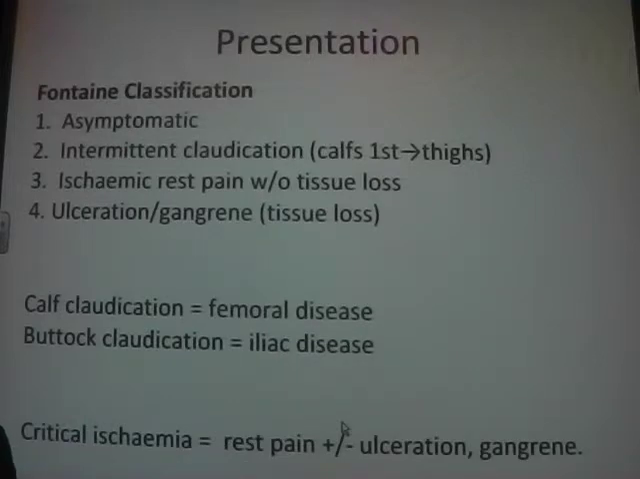And then calf claudication, typically femoral disease, buttock claudication, iliac disease, although you can get calf claudication with iliac disease as well. It just depends on the level of the blockage. So if you've got iliac disease, you can get buttock and calf claudication. Have you heard of a syndrome involving buttock claudication? It's Leriche syndrome. It's something that just comes up in MCQs, that you get buttock claudication with erectile dysfunction due to disease of your aortoiliacs.